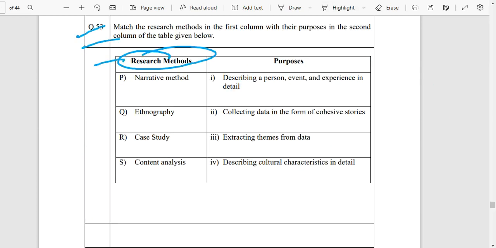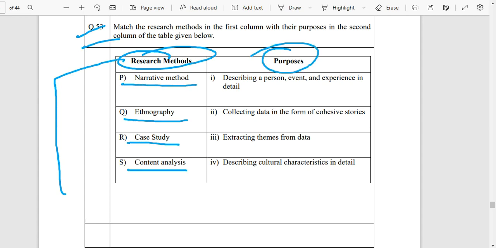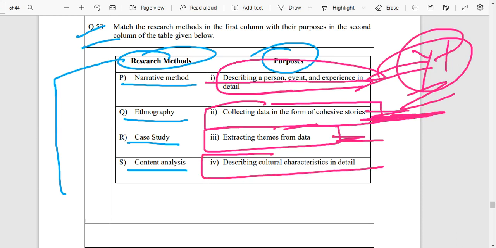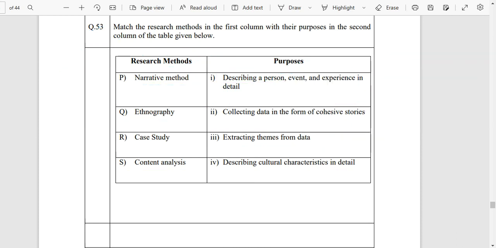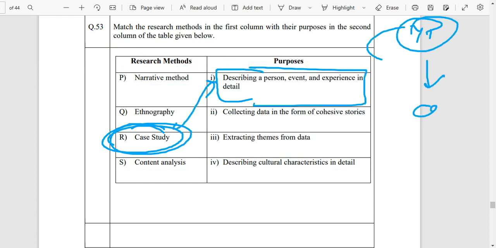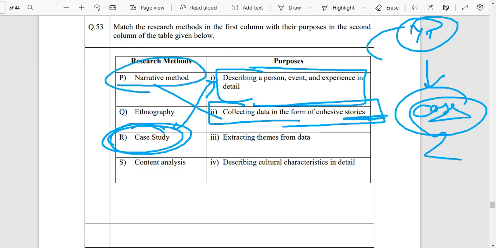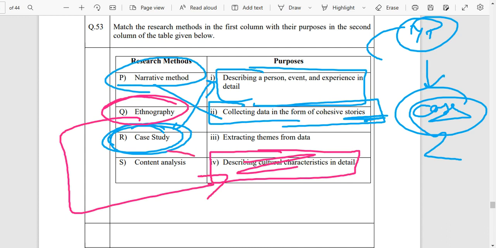Match the table, research methods and the purposes. Narrative method, ethnography, case study, content analysis. Describing a person, event, and experience in detail. What you see on YouTube regularly. Collecting data in the form of cohesive stories, extracting themes from data, describing cultural characteristics in detail. So what is the easiest over here? It is the case study, describing a person. Someone random YouTuber comes and does a case study, which is good for nothing. And narrative method is where you are collecting data in the form of cohesive stories. There are sort of stories. For ethnography, you have describing cultural characteristics in detail, and content analysis is extracting themes from data.